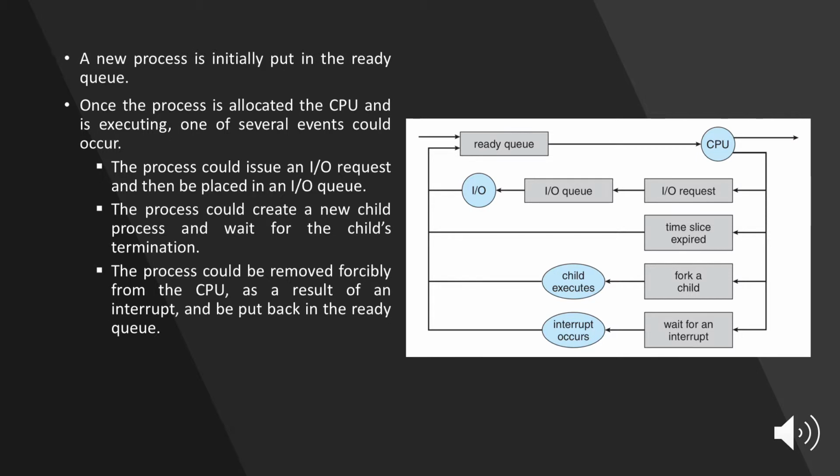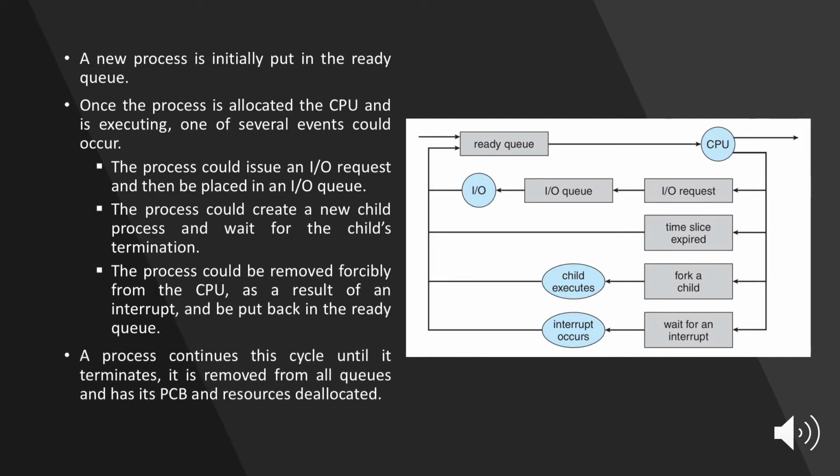In the first two cases, the process eventually switches from the waiting state to the ready state and is then put back in the ready queue. A process continues this cycle until it is terminated, at which time it is removed from all queues and has its PCB and resources deallocated.